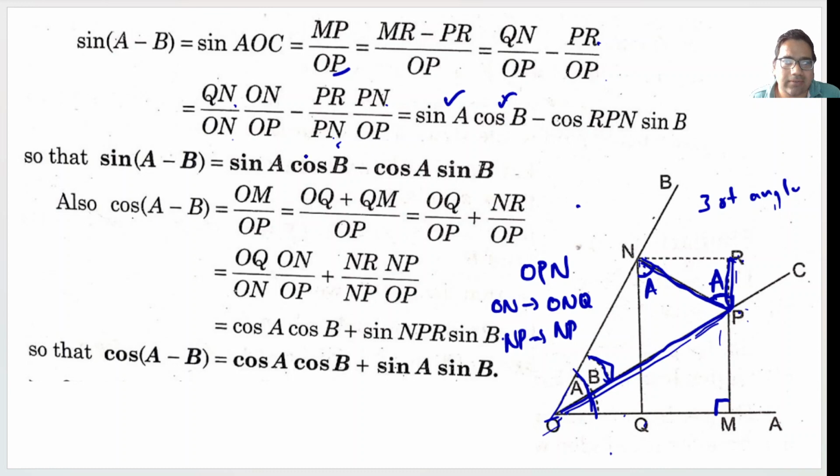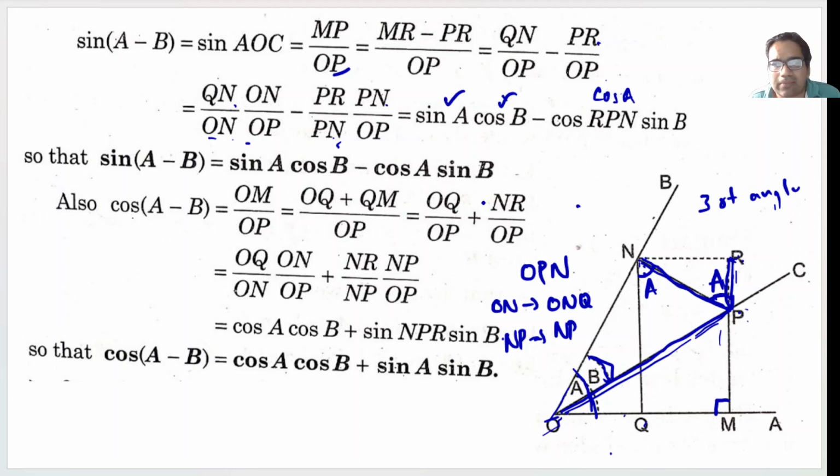This is cos B. This is actually sin A cos B minus what is PR by PN? PR by PN, that is cos A, right? Because we have decided already that this is A. This is the adjacent side and this is the hypotenuse. So this is cos A, right? This cos RPN is actually cos A.